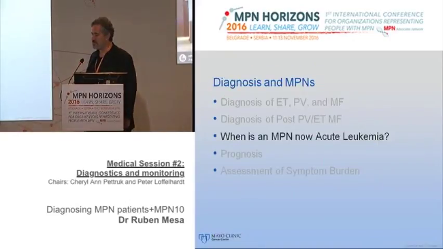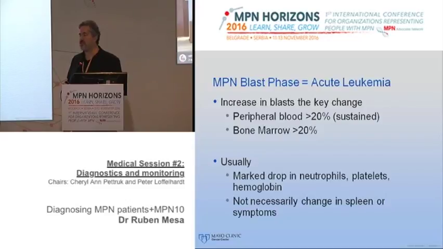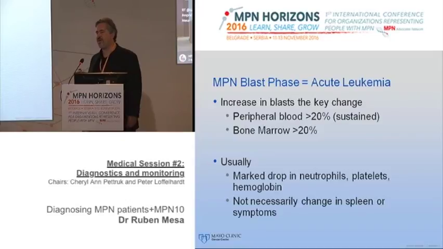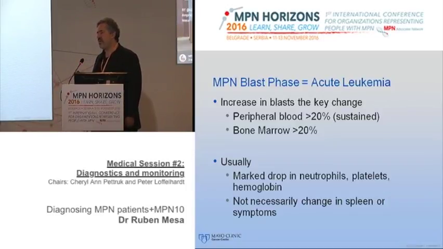Now, what about the progression that most of us really want to avoid, the most concerning, which is a change to acute leukemia. So acute leukemia has several different synonyms in the context of MPNs. Some of us will refer to it as MPN blast phase. Some of us will refer to it as acute leukemia. What we're implying is specifically acute myeloid leukemia, although there are very, very rare circumstances that MPNs have changed to acute lymphocytic leukemia. That really is exceedingly uncommon.